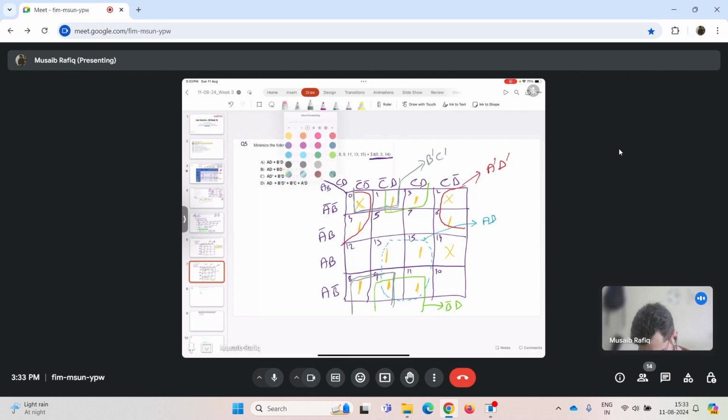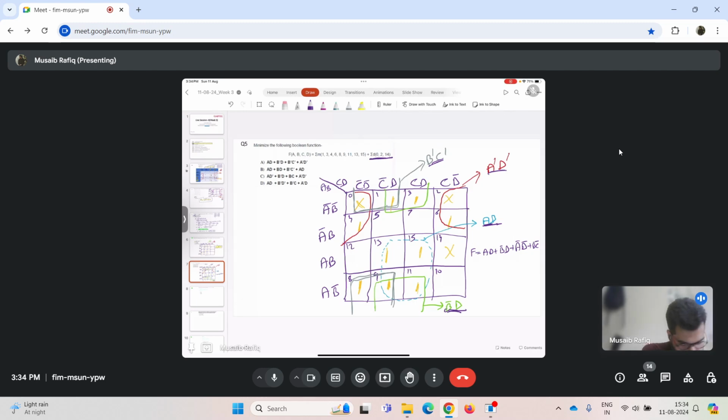So finally my function will be equal to, what will be my function equal to? Sum of all the terms. So F will be equal to AD plus B bar D plus A bar D bar plus B bar C bar.